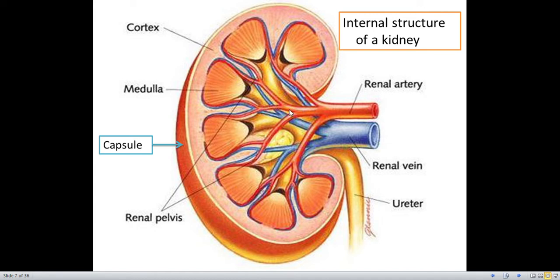So, kidneys are divided into three regions, namely the renal cortex, which is the outer layer, next renal medulla, and the renal pelvis, which carries the urine from the kidney to the ureter. And you can see the renal artery as well as the renal vein. This picture shows the internal structure of a kidney.